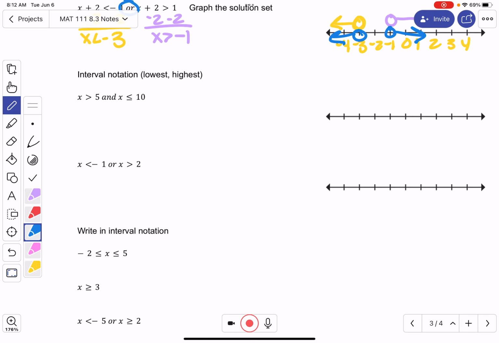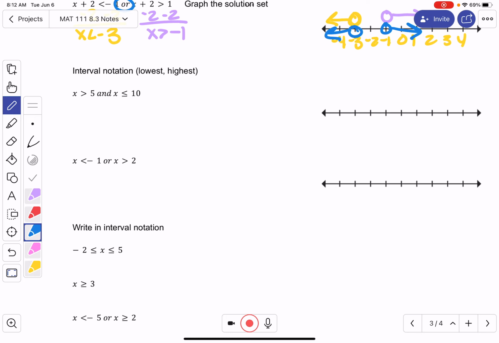So interval notation is in either parentheses or brackets. You start with the lowest number, go to the highest number. Arrows represent infinity. If we were to write x is greater than 5, that means we start at 5, go up forever. If we say x is less than or equal to 10, we go down forever, stop at 10, but it can equal 10, so I put a bracket.